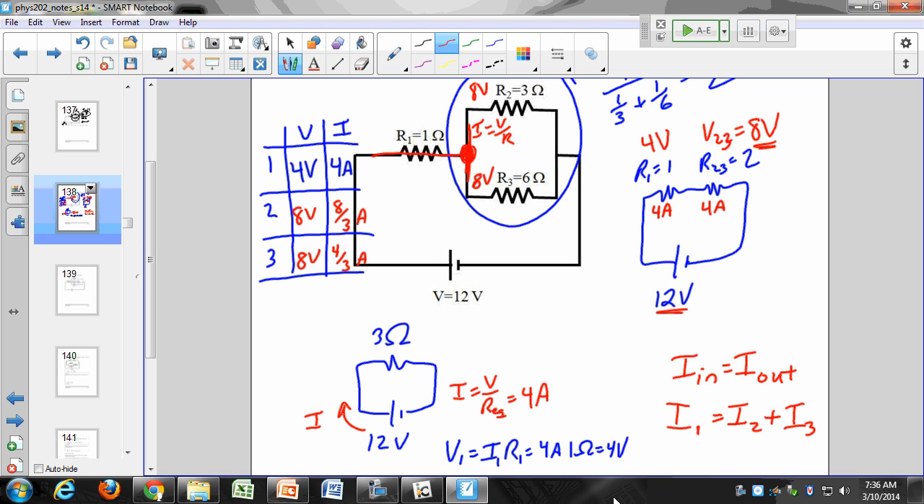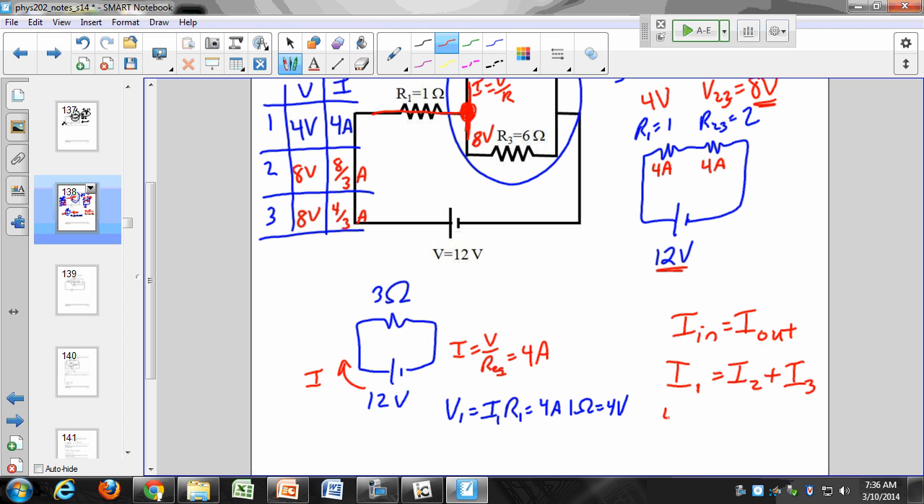So we have those values. We can just check our answers. So that should be 4 amps, which should be equal to 8/3 amps plus 4/3 amps. 8/3 plus 4/3 is 12/3. That's equal to 4, so that's a check.